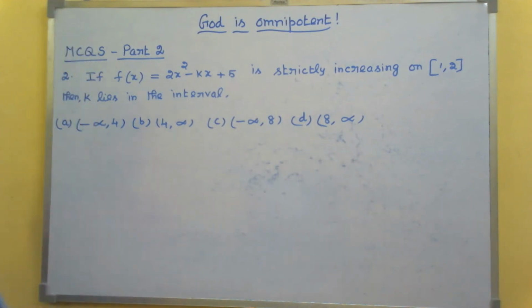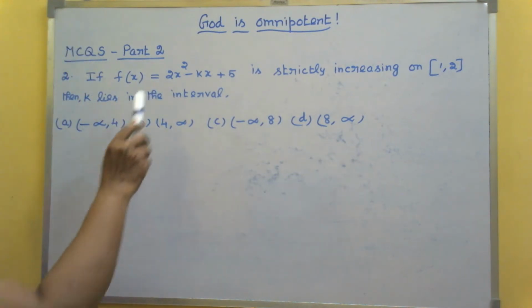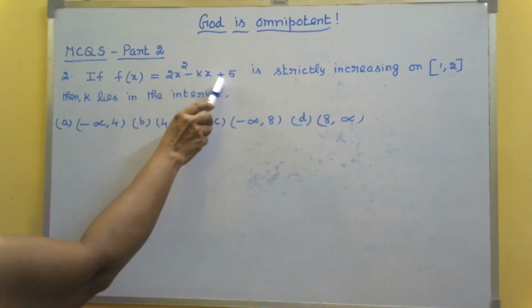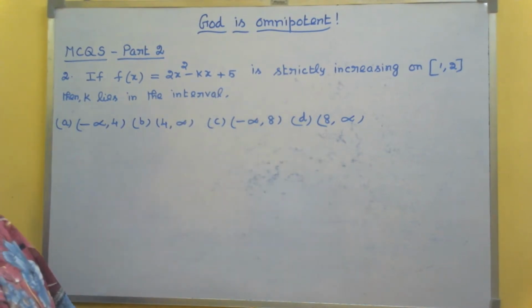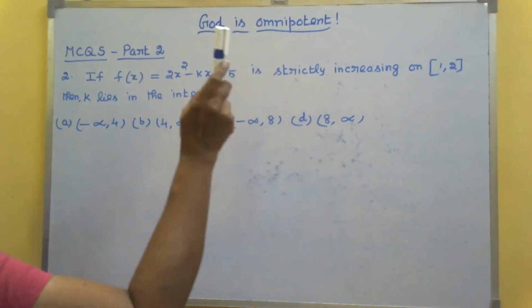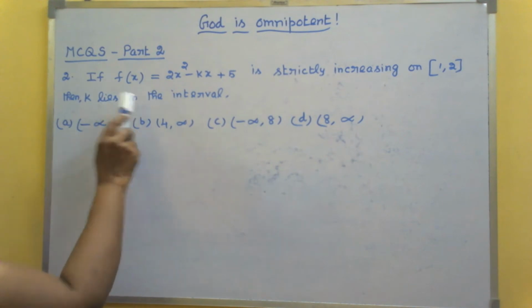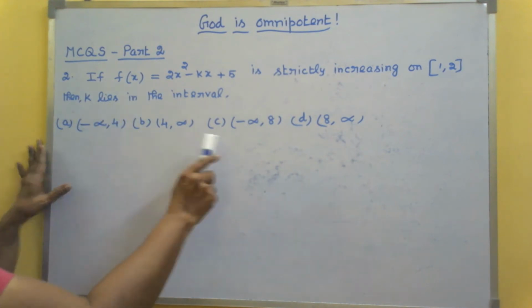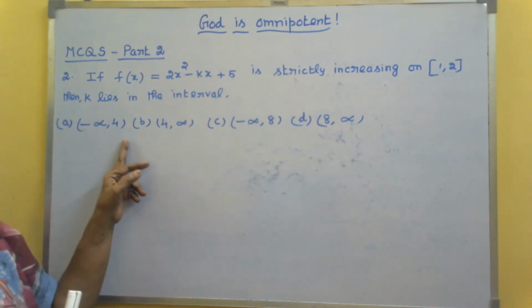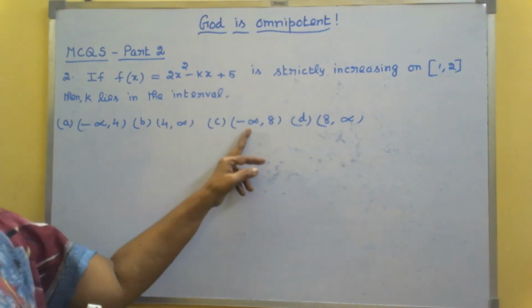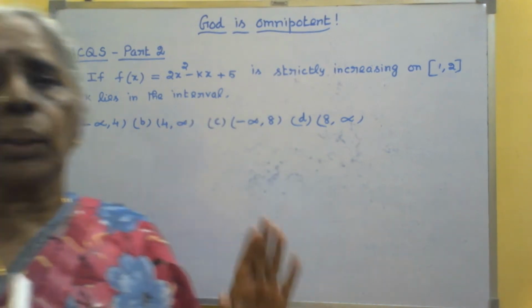The second sum. If f of x is equal to 2x squared minus kx plus 5 is strictly increasing on 1, 2, then k lies in the interval. Four options are given: minus infinity to 4, 4 to infinity, minus infinity to 8, 8 to infinity.